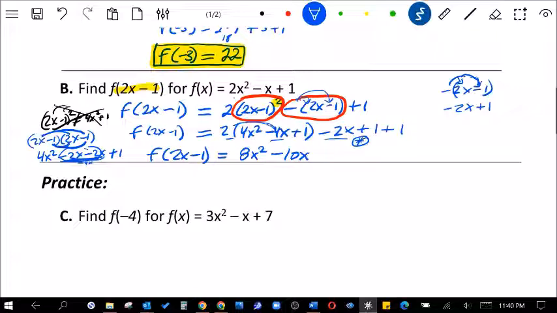And then here, this was plus 1, plus 1 is plus 2. Another plus 1, 2 times that will give us 4. So we have 8x squared minus 10x plus 4.